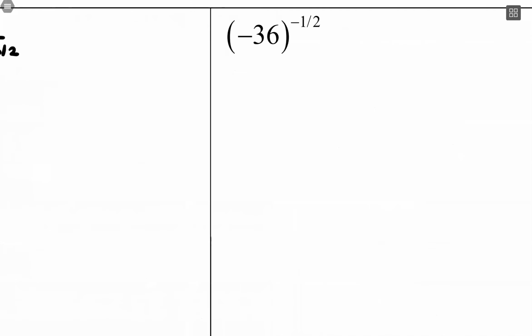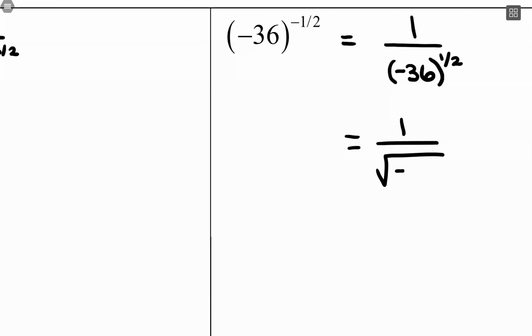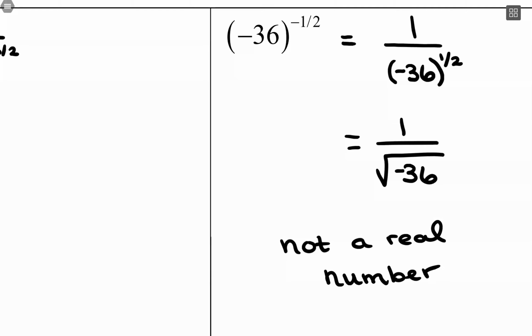And this last one here, so first thing we need to do is make the exponent positive. So this negative 36 in parentheses will all move to the denominator, and then that negative 1/2 exponent is now positive 1/2. And then we'll have 1 in the numerator. And that's the same thing as 1 over the square root of negative 36. And square root of a negative we cannot do. So this is not a real number. So taking that even root of a negative number, we can't do. So we'll be stuck with not a real number there. And that's how we use our negative rational exponents.